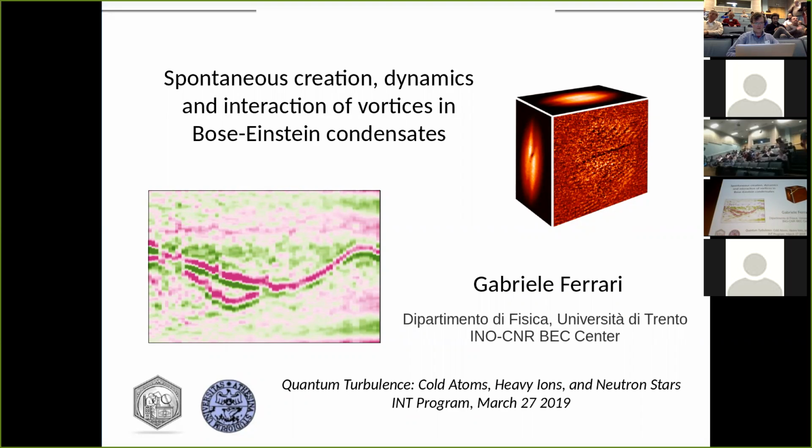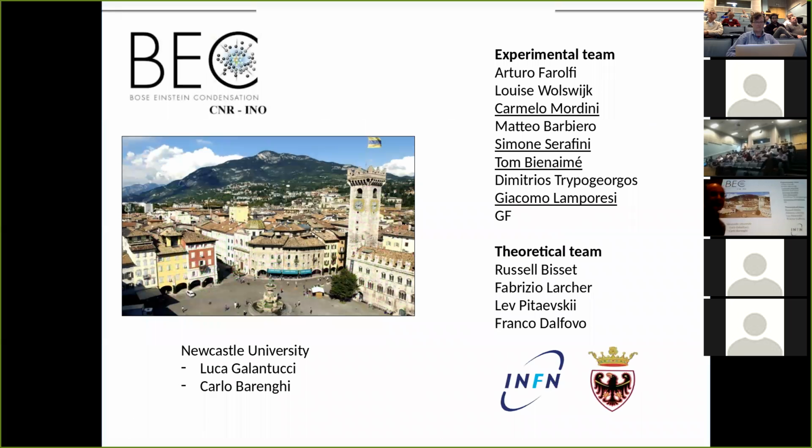Okay, so here you have some nice images that I will discuss later on. These are pictures of our vortices, and this is an overall picture of a film of the dynamics of interacting vortices. Let me first introduce where we are. We are from Trento, which is a small town in the center of the Italian Alps.